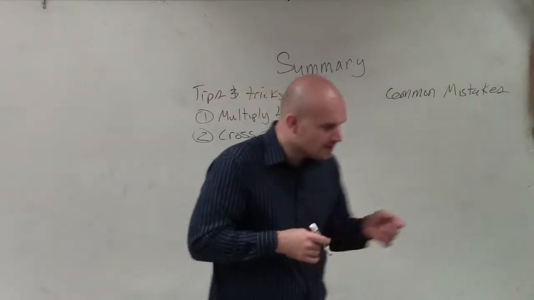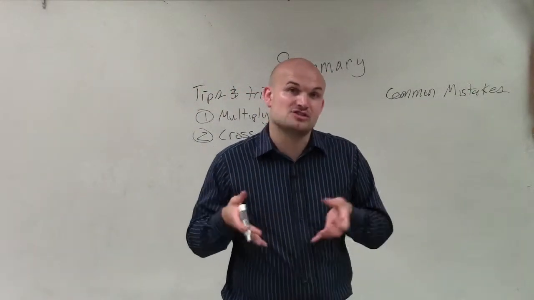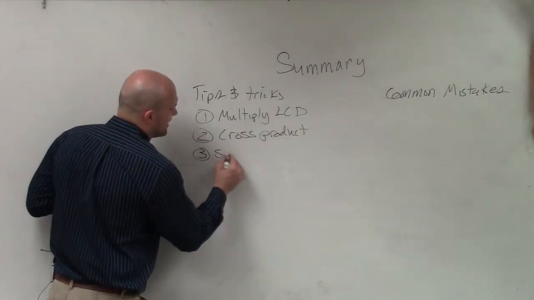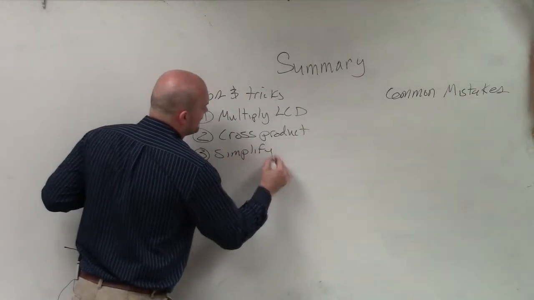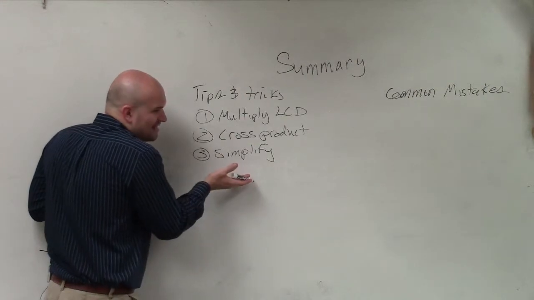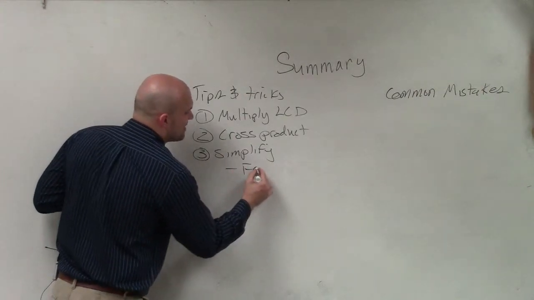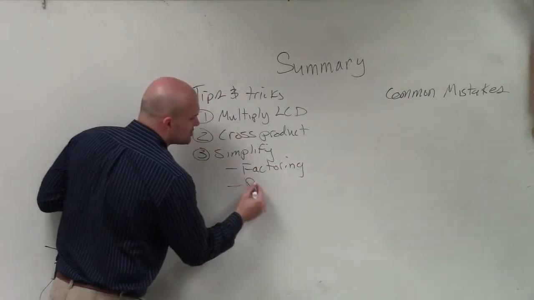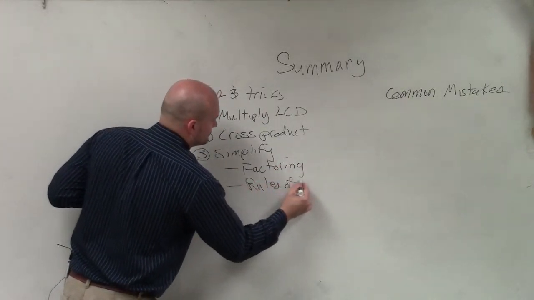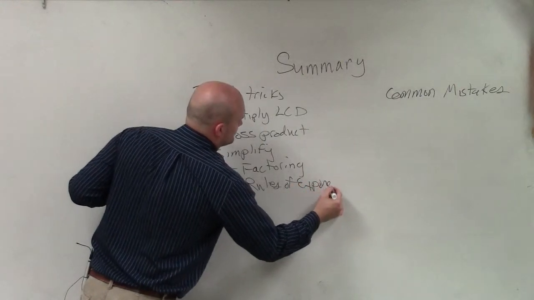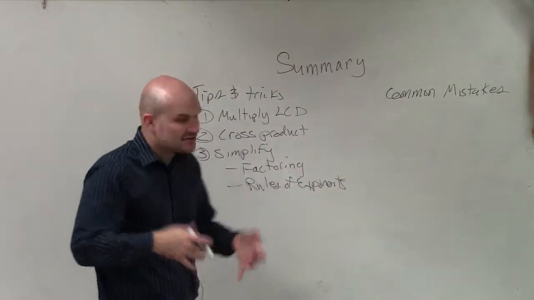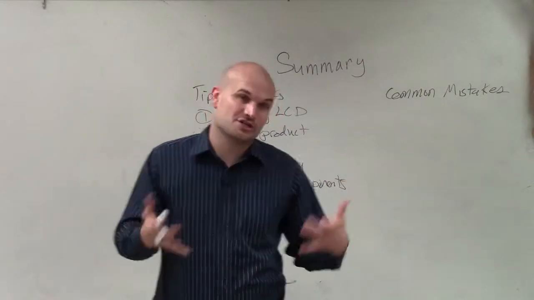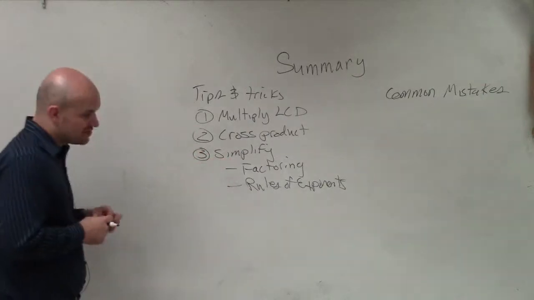One thing that's also very important about solving these equations is always looking to simplify. Simplify is kind of vague, but what I'm looking to simplify is by factoring, as well as our rules of exponents. If we can apply factoring and rules of exponents to simplify, a lot of times it's going to make our problem a lot easier to solve. Now let's look into some common mistakes.